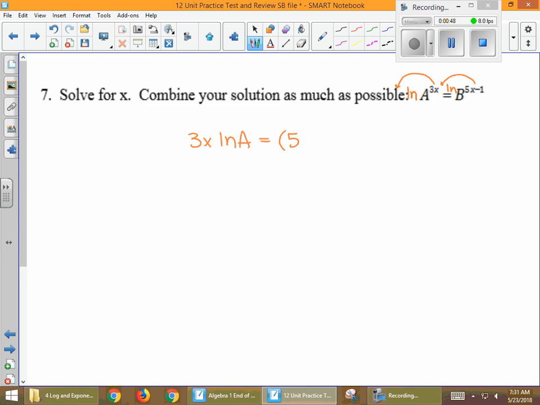Make sure if you're bringing down a binomial that you're bringing it down in parentheses. Okay, so the next thing we need to do is we need our x's to be together. We need to combine our x's so that we can solve for x. That's our whole goal here, was solve for x. So I'm going to leave 3x ln of a on its own for right now. Distribute in this ln of b so that I can work with that side of the equation. There's no way to get our x's together without working with that a little more. So 5x ln of b minus ln of b.